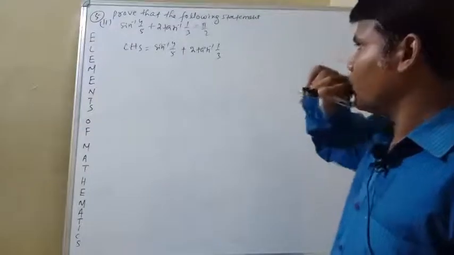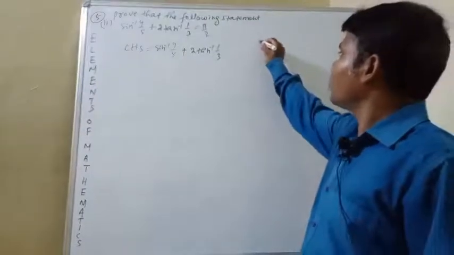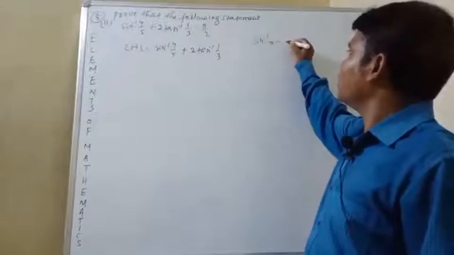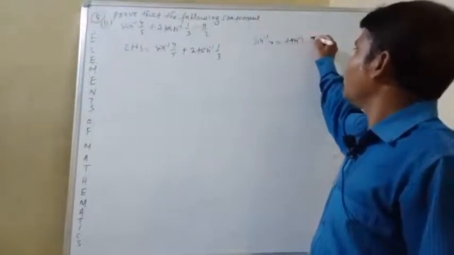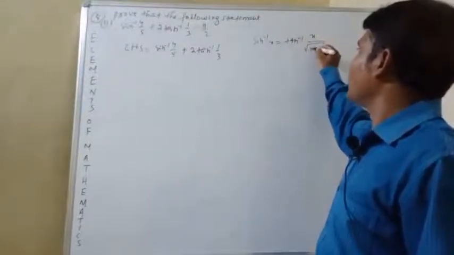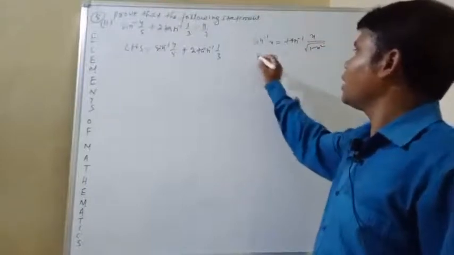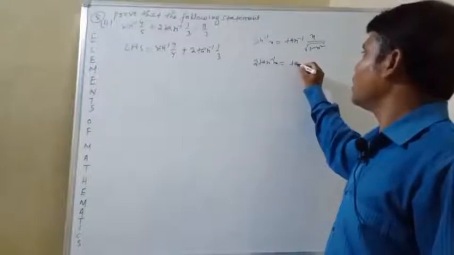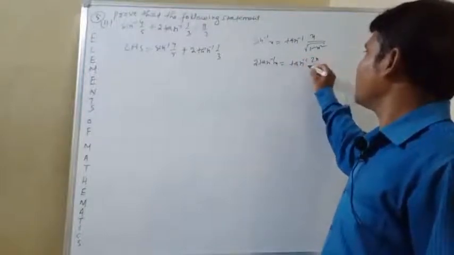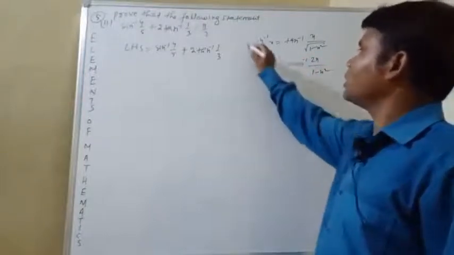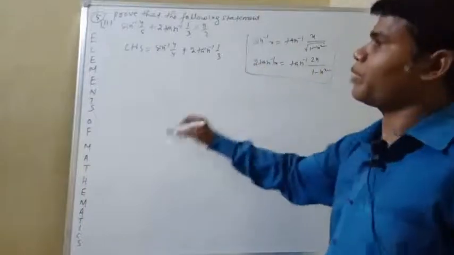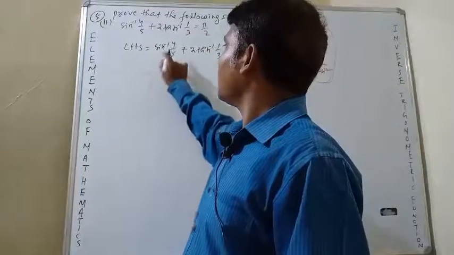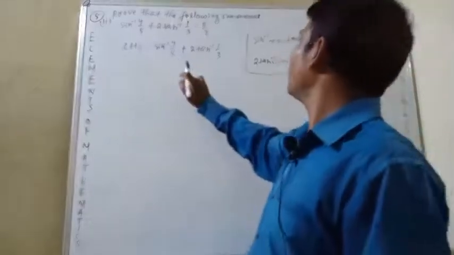You know the formula: sin inverse x is equal to tan inverse of x by root over 1 minus x square. Again, 2 tan inverse x is equal to tan inverse of 2x by 1 minus x square. I can use these two formulas. Here, for sin inverse 4 by 5, x is equal to 4 by 5.